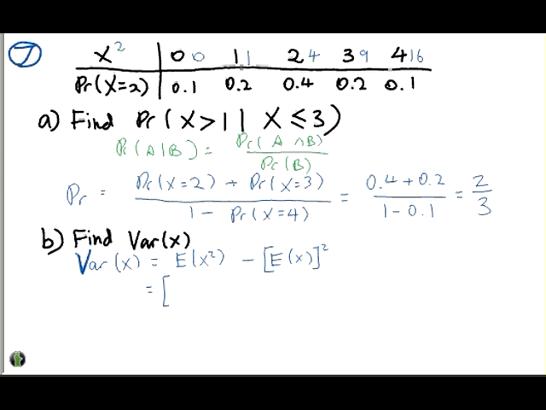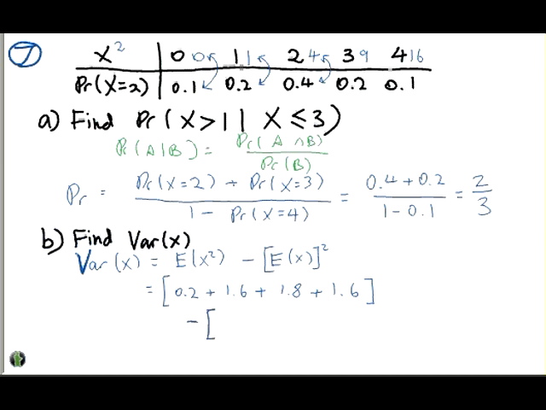You get, so you just multiply this through, right? 0 times 0.1, 1 times 0.2, 4 times 0.4, and so on. So you'll get 0.2, plus 4 times 0.4, which is 1.6, plus 9 times 0.2, which is 1.8, plus 16 times 0.1, which is 1.6. Okay? Now, minus E of X all squared.